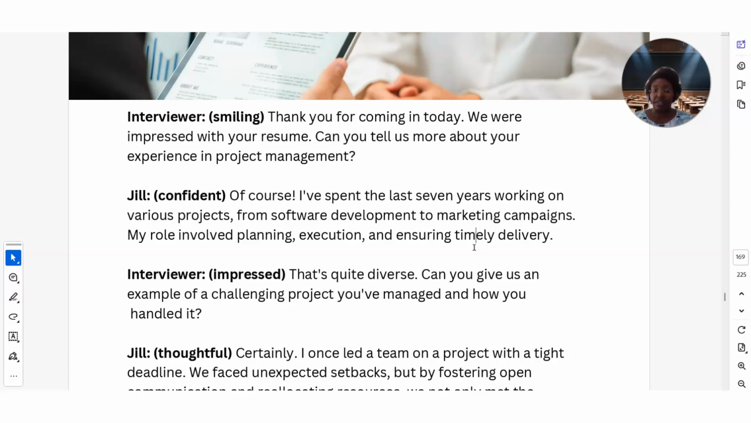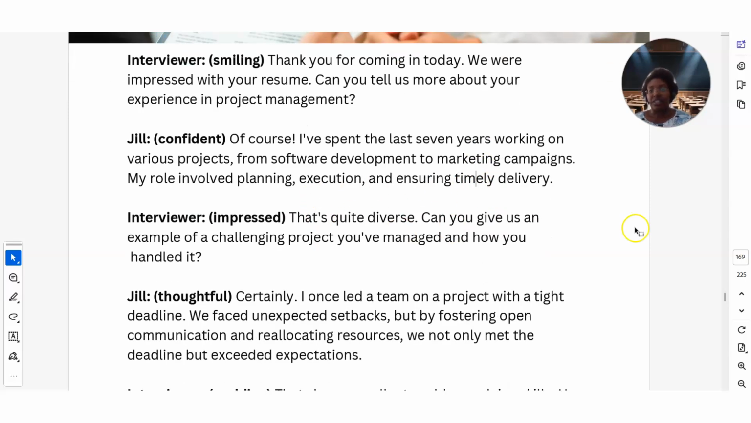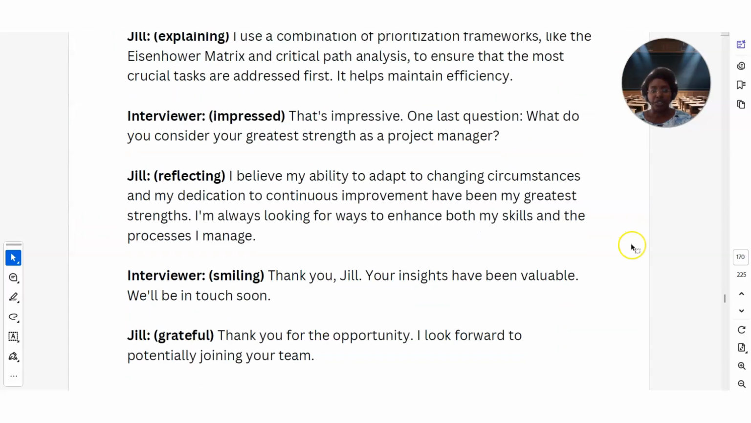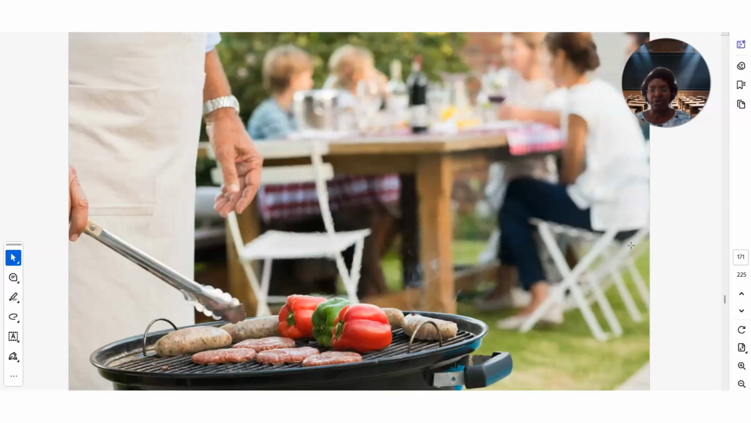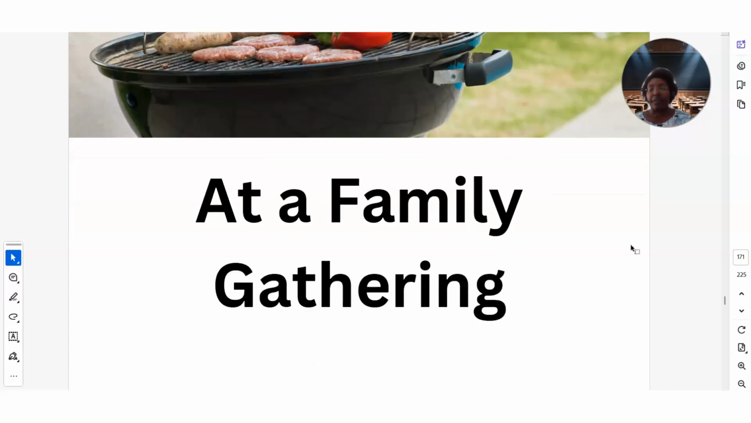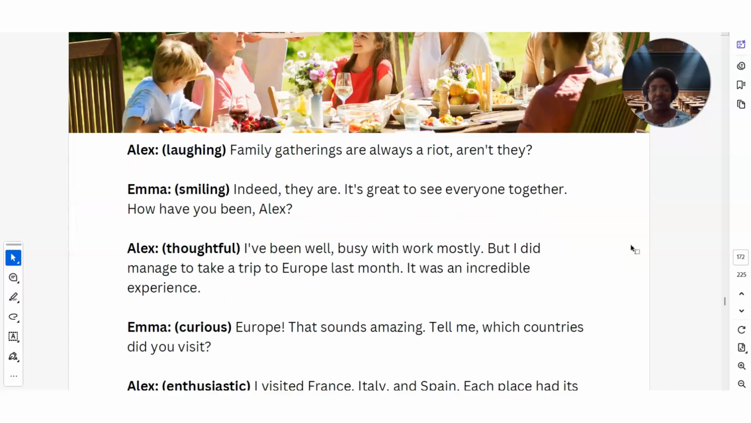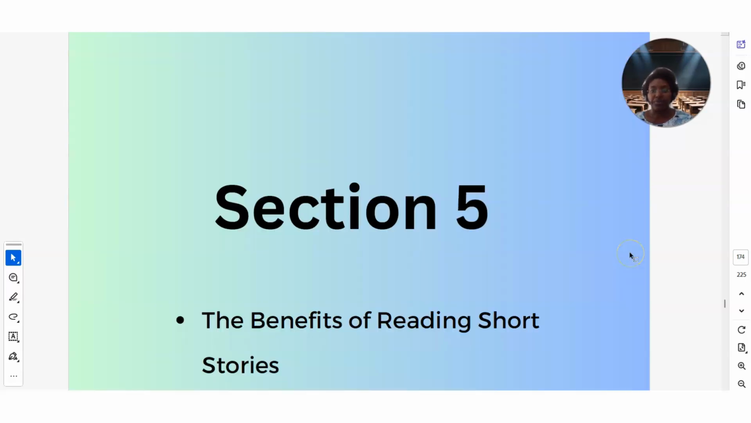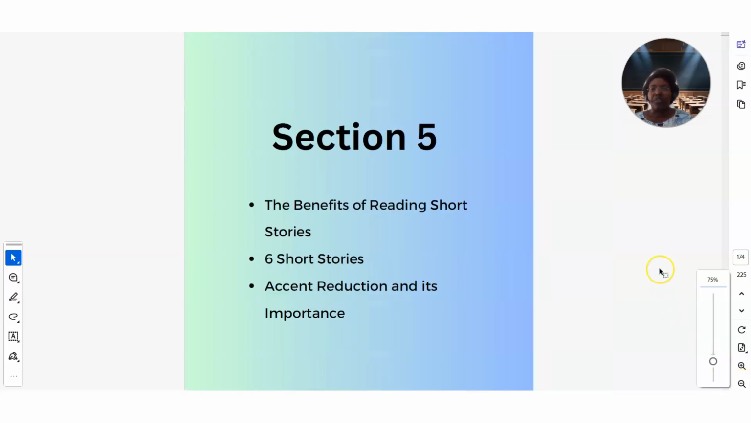Right, so she's very impressed. And then the dialogue continues. So go through these. We have some long dialogues, and this one's a little bit longer with the interview, so you can go through those pages. The next one is at a family gathering. And the same thing, we give you the tone and the words, so go through each of these dialogues. And then this takes us to section 5. We'll go over that in the next video.